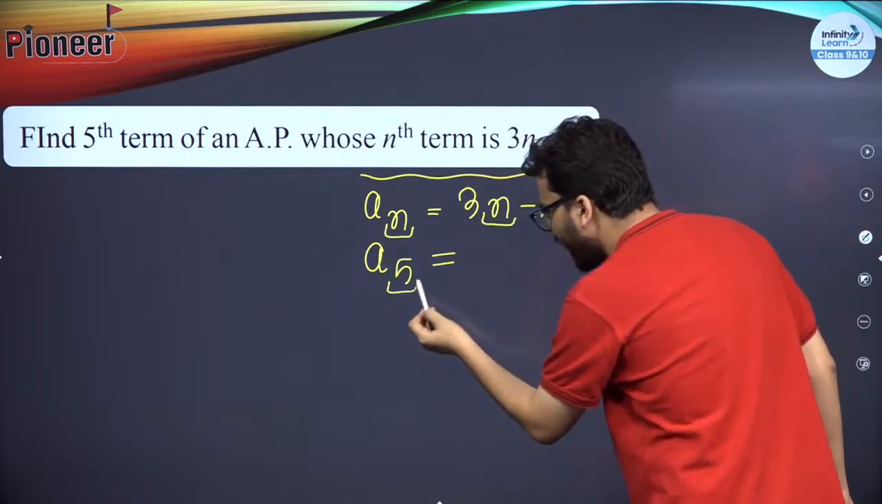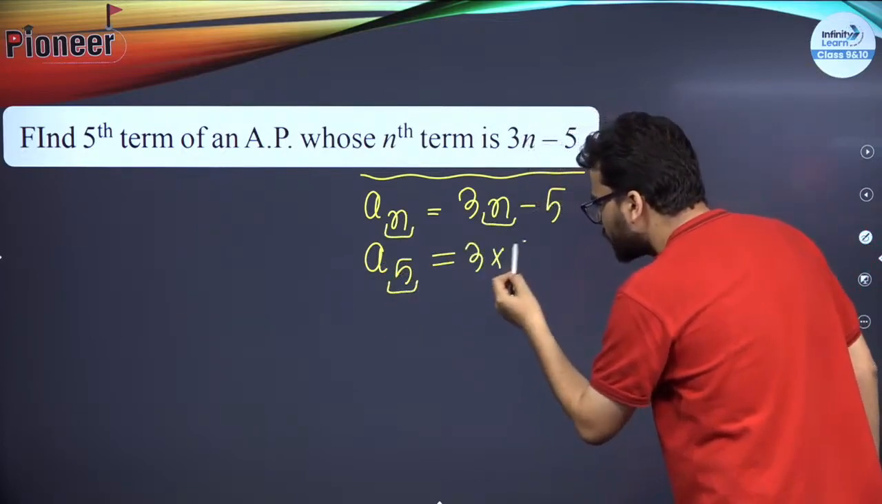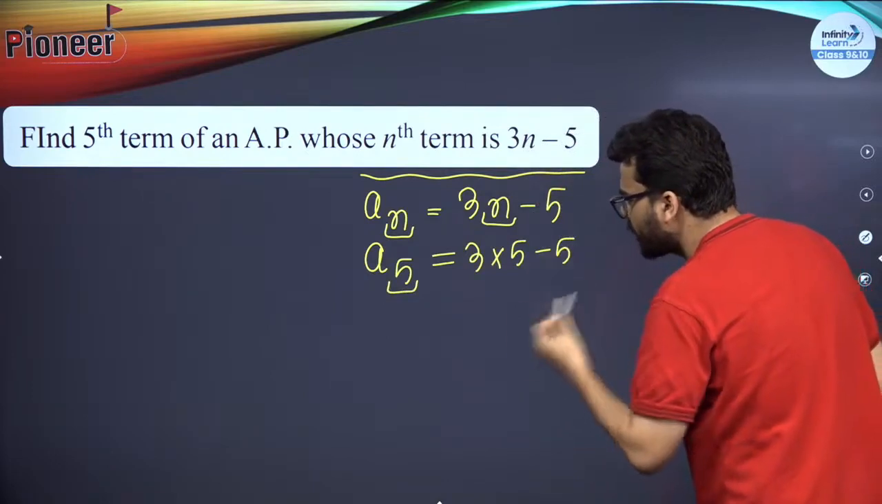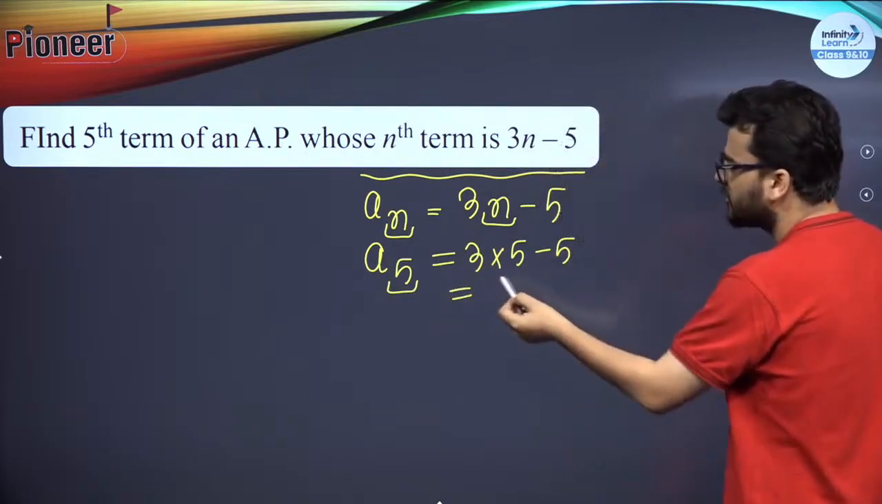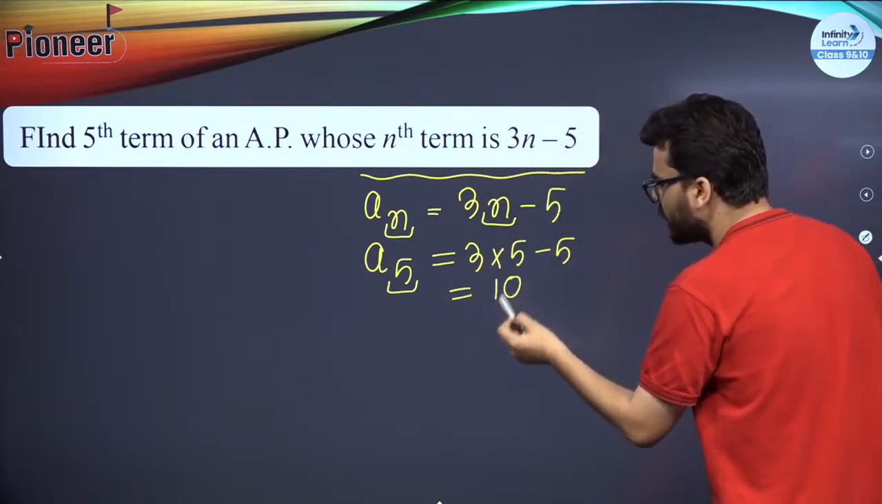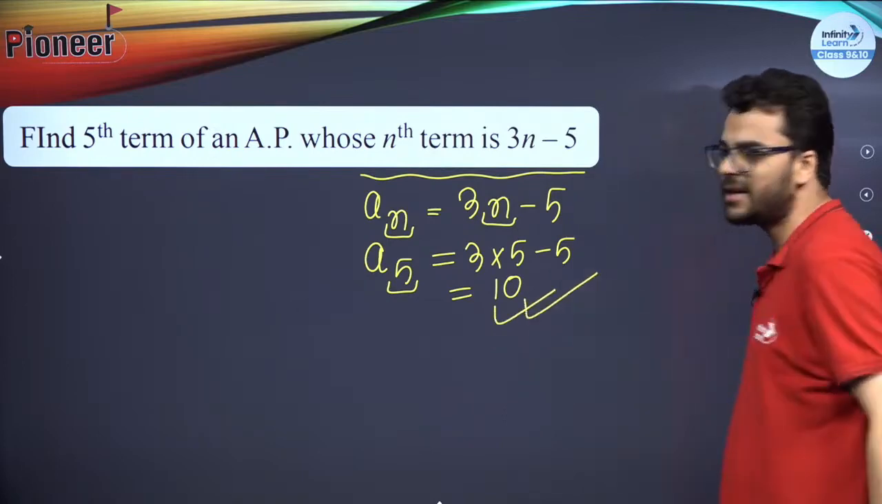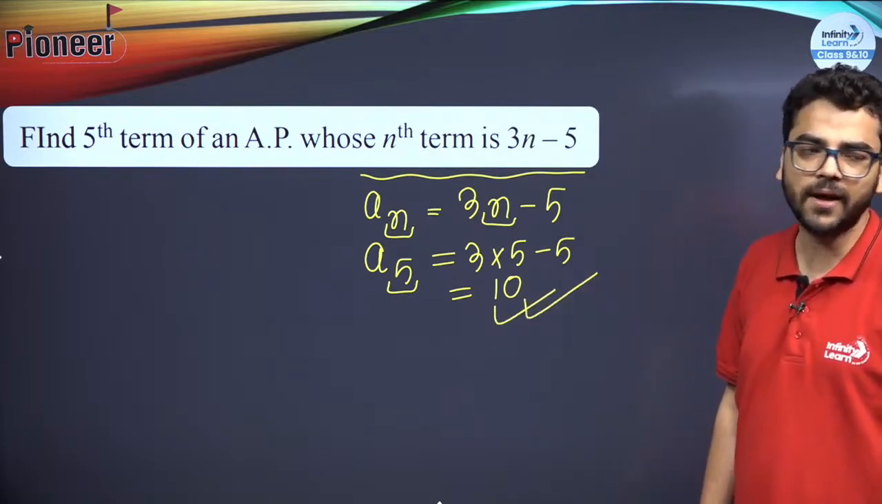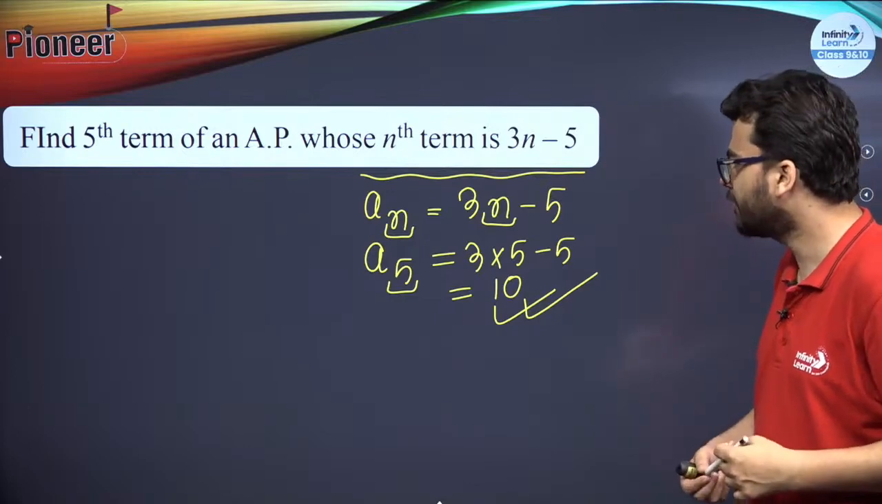So if I am using 5, in the same formula you have to use 5, that's it. In the same formula you will put n is equal to 5. So 5 3s are 15 minus 5, 10. So the fifth term of this AP will be 10 over here, Kunal. I hope it is clear.